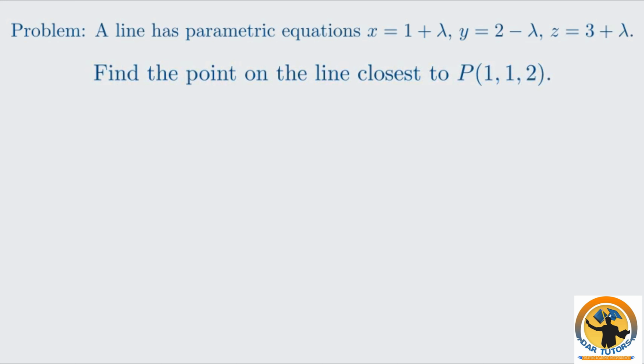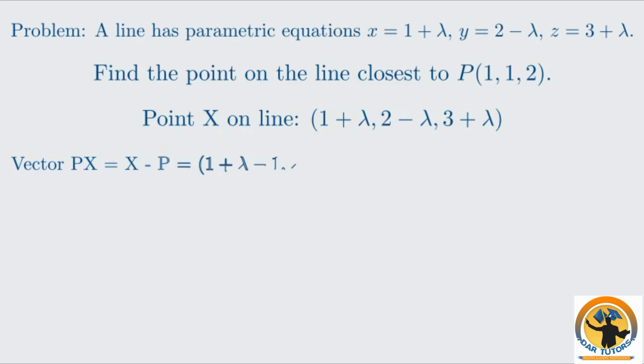Its coordinates are given by the parametric equations. The vector PX connects the point P to any point X on the line. The vector PX is found by subtracting the coordinates of P from the coordinates of X. This gives us the vector (lambda, 1 minus lambda, 1 plus lambda). The distance from P to the line is minimized when the vector PX is perpendicular to the line's direction vector.